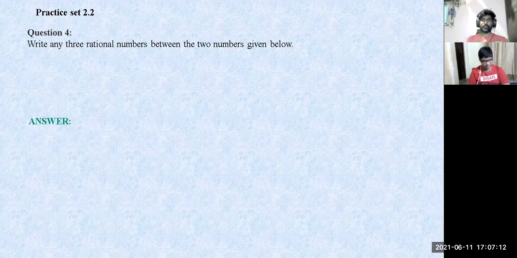Decimal expansion. Decimals that are recurring and non-terminating. Non-recurring and terminating. Non-terminating are irrational. Irrationals.